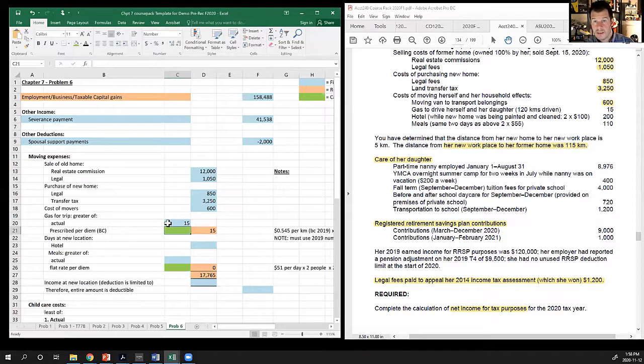Now, I told you that the per diem in British Columbia is 54.5 cents, and she drove 120 kilometers. So this is going to equal 120 times 0.545. Okay, so that's $65. Over here, I've programmed it. If you look up here at the top, it's the maximum of those two numbers, so it automatically picks the maximum, which is our $65 here. So that is deductible. She doesn't need receipts for that. She just needs to somehow show that she actually drove that far.